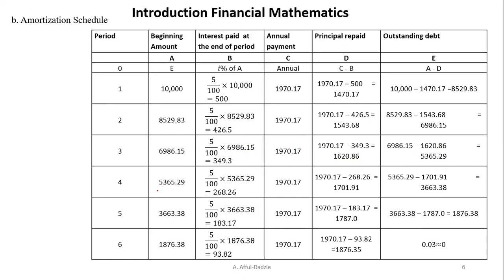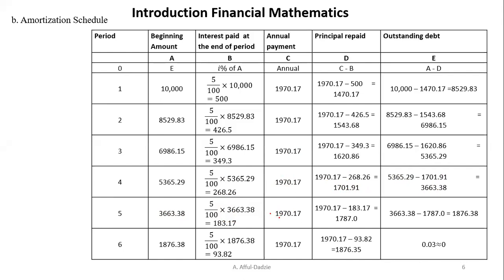So at the beginning of period 4, this is our loan amount. We calculate the interest on the loan amount. This is our annual payment. We find the difference between our annual payment and the interest, and we have this. Then we take this value from what the loan is. We have 363 point something. Then we come here. At the end of year 5, we have this amount left. Our interest is calculated on 366.338. We have 183.17. This is our annual payment, which is just fixed.